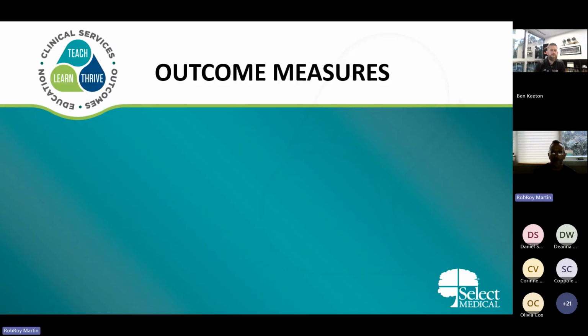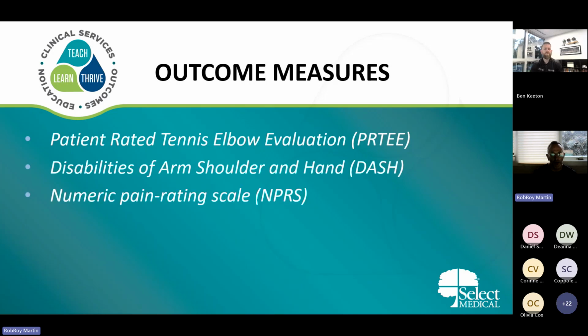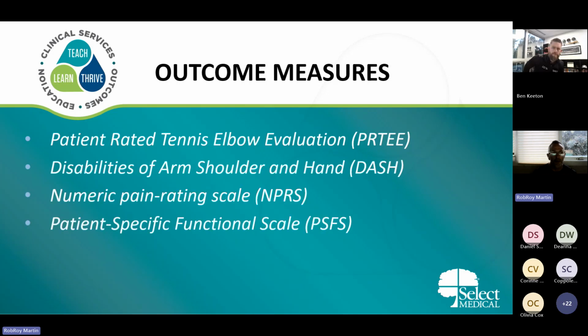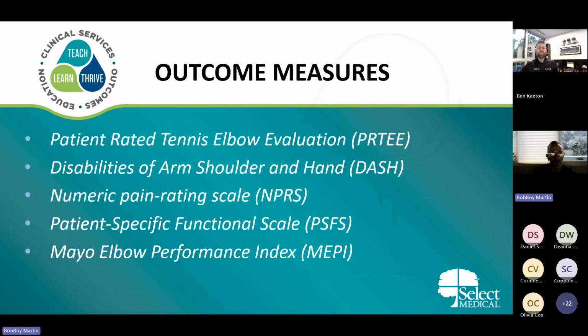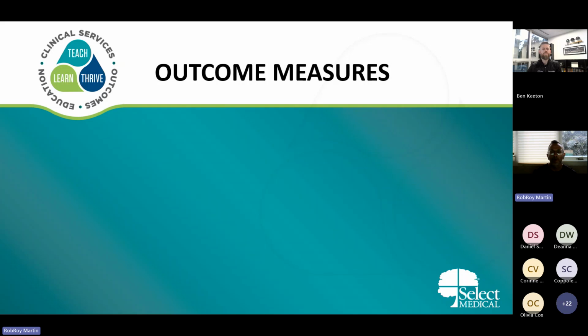Our treatment outcomes, so there are a number of patient outcome measures that can be used and are recommended in the clinical practice guidelines. So the patient-rated tennis elbow evaluation, there's the DASH. Obviously, we have our numeric pain rating scale. The patient-specific functional scale was also recommended, and then there's also the Mayo Elbow Performance Index, as well as the Roles and Maudsley score, which all have evidence behind it.